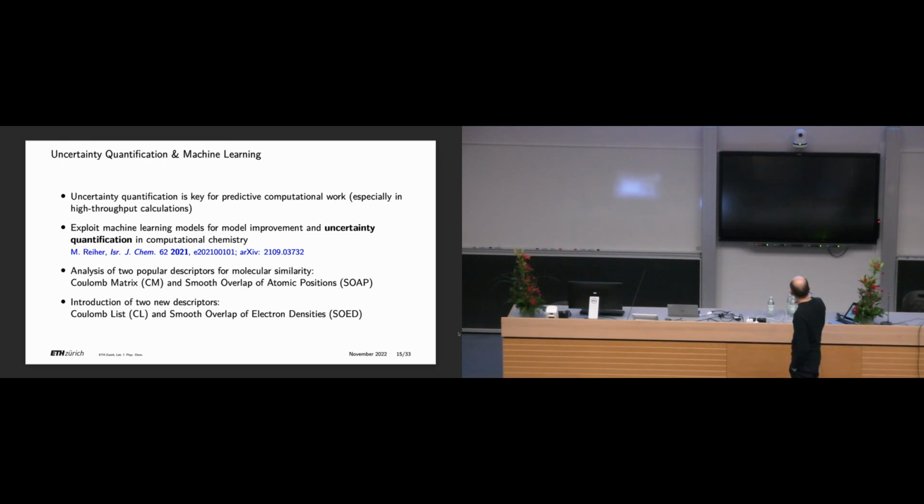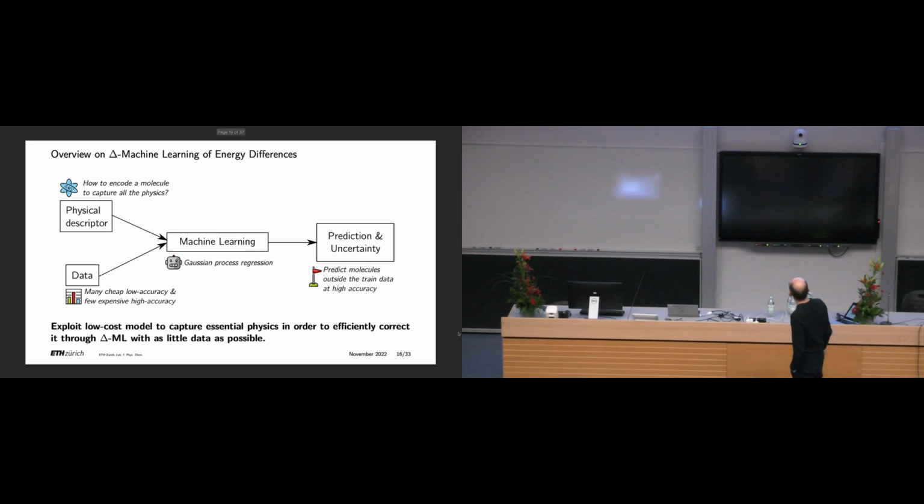In the analysis that we did for these descriptors, which are the key measure of similarity and hence transferability of knowledge in chemical space, we will also introduce two new descriptors, which we call Coulomb list, you will see, and the smooth overlap of electron densities. So this is basically the situation, right? We have these physical descriptors of molecular similarity. They need to encode the physics of the molecules somehow. We have a lot of data generated, and we use machine learning to get information about prediction and uncertainty.